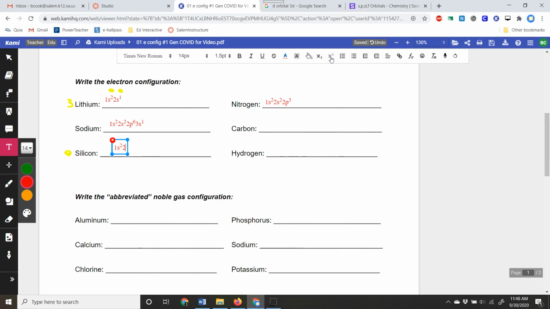1s2, 2s2, 2p6, 3s2, and then we finally said 3p, and we counted over 2 squares.